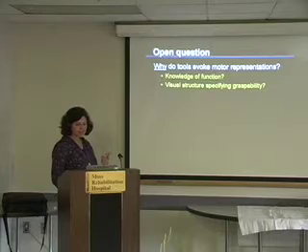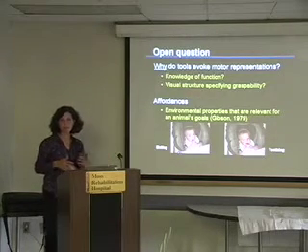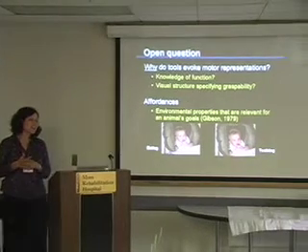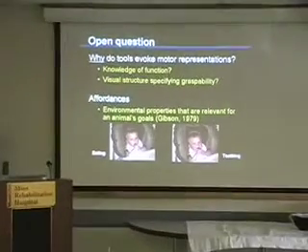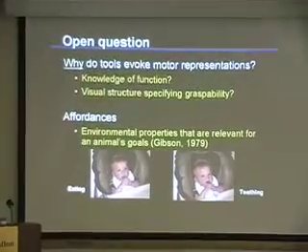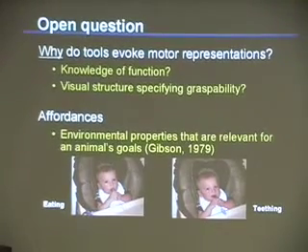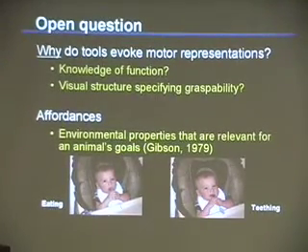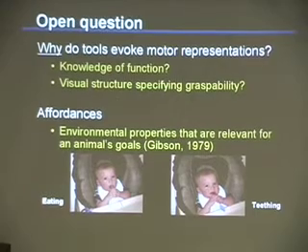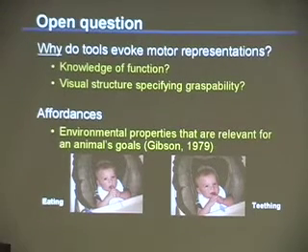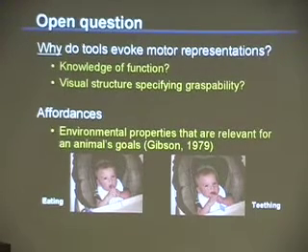And this leads to this concept of affordances, where Gibson first defined affordances as these environmental properties that are relevant for an animal's goals. And these are properties of the object, so the structure of the object, that don't rely on what you know that object to be. They just rely on what the object looks like and what you intend to do.